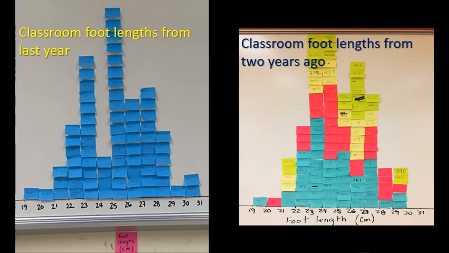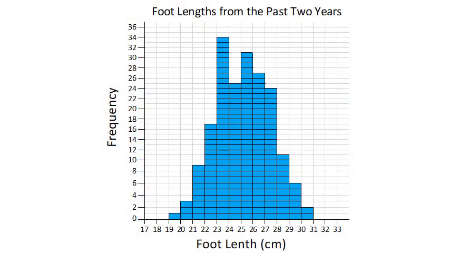What I've done then is I said, well, for this video, I needed to look at data, so I just combined these. So for the last 2 years, the foot lengths of all my AP statistics students are listed here. I combined all the data from those 2 histograms and just made one histogram.